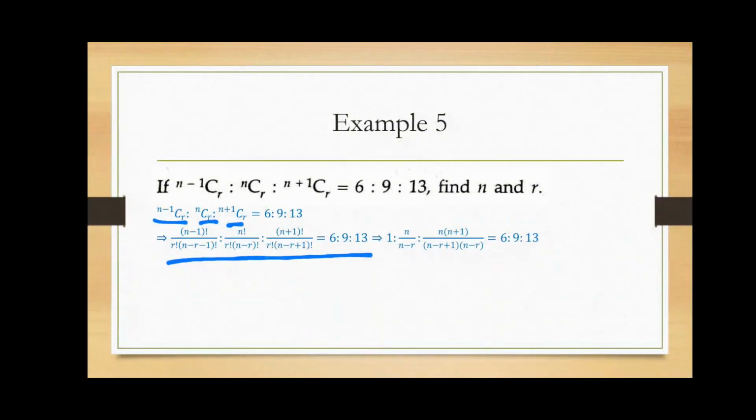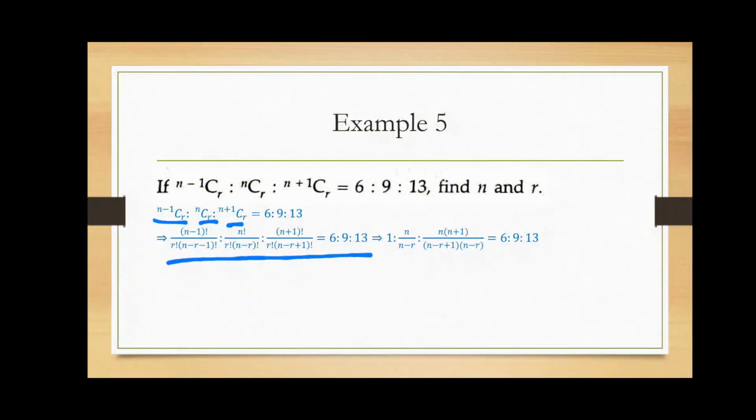So if you cancel out n minus 1 factorial from the numerator, you will be left with 1 in the numerator in the first place. In the second place, you will be left with only n. In the third place, you will be left with n into n plus 1. And then in the denominator, you can see n minus r minus 1, that whole factorial can be cancelled. So in the first case, you will be left with only 1. In the second case, you will be left with n minus r. And in the third case, you will be left with n minus r plus 1 into n minus r.